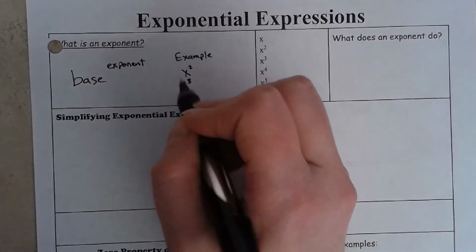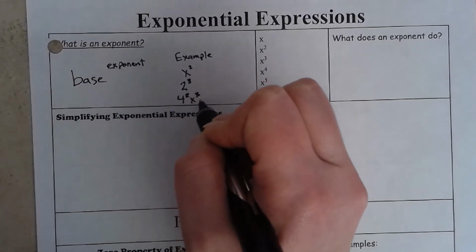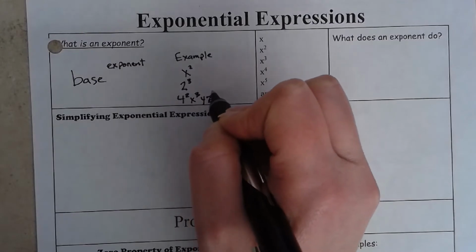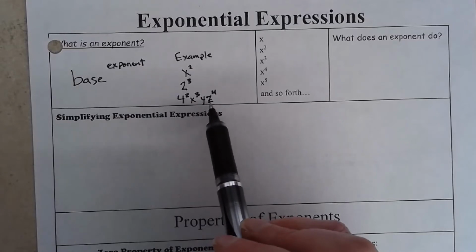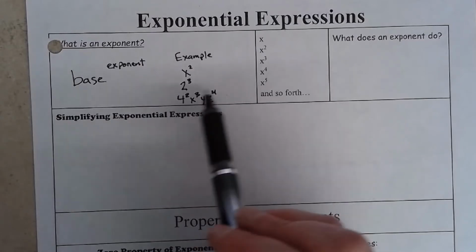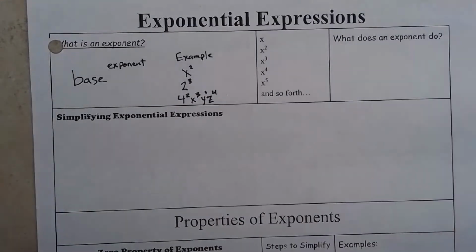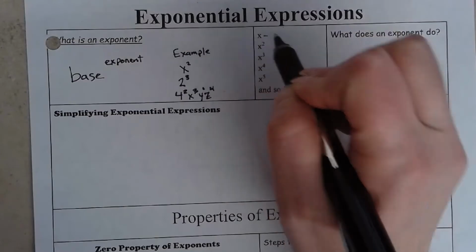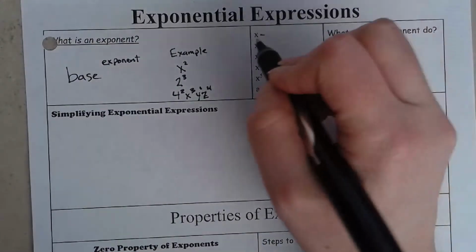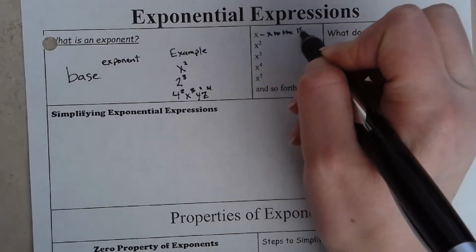Or it could be something a little bit more complex like 4 squared x cubed y z to the 4th. It could be something crazy like that, where we have 1, 2, 3, 4 different bases, and we have exponents for each base. Technically, this y has an exponent of 1. We just normally don't write that. When we do exponents, we want to make sure we state them properly. As I said, technically this is x to the 1st power. We don't write that, but we could say this is x to the 1st power.